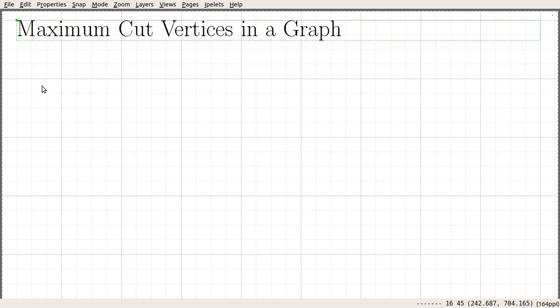Okay, in this video we prove a statement that says an upper bound on the number of cut vertices a graph could have. In a previous video we saw the path graph P of n, which has n minus 2 cut vertices, and this particular bound is going to be the maximum number of cut vertices for any graph of order n.